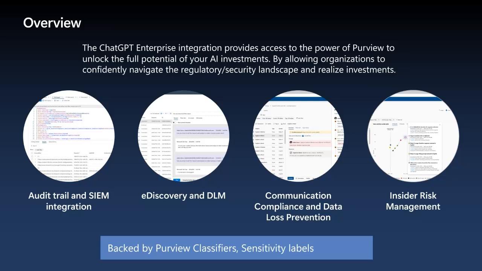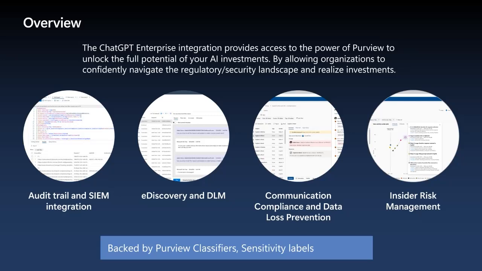We also have the e-discovery and the DLM solutions where you can discover how data has been used. If you have a regulatory case where you actually need to get back AI data, you can do that using e-discovery. You can also apply data lifecycle management on top of that data to make sure that you only keep what you need to keep for your discovery purposes.